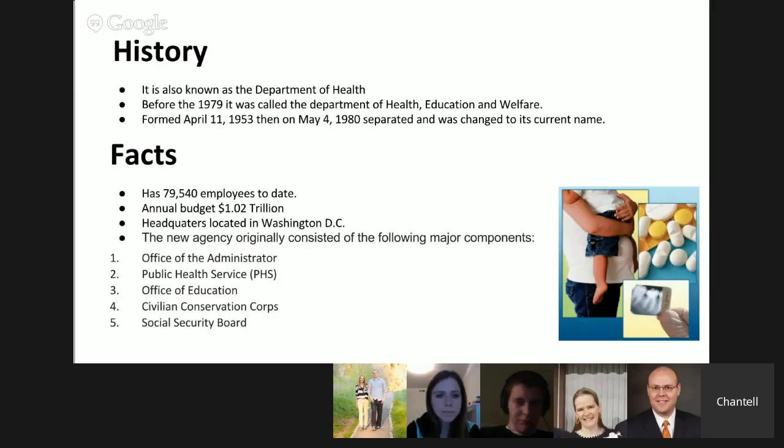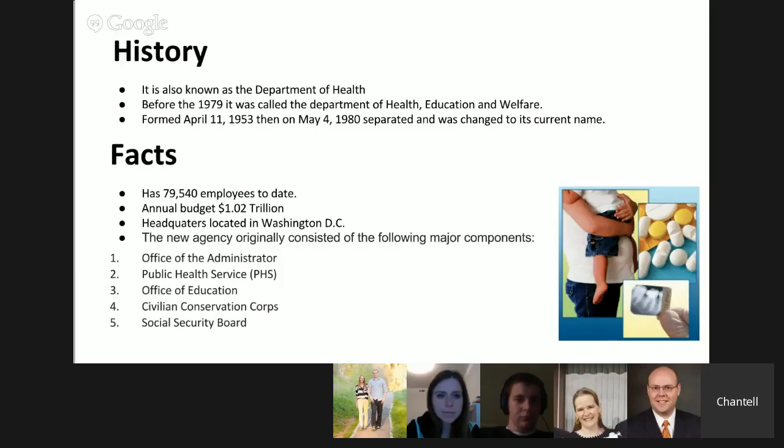I did a little bit of history that explains a little more about the department. It's also known as just the Department of Health, its shorter name that people use. Before 1979, it was called the Department of Health, Education, and Welfare, and that was established in 1953. When it was separated, it was changed to its current name.